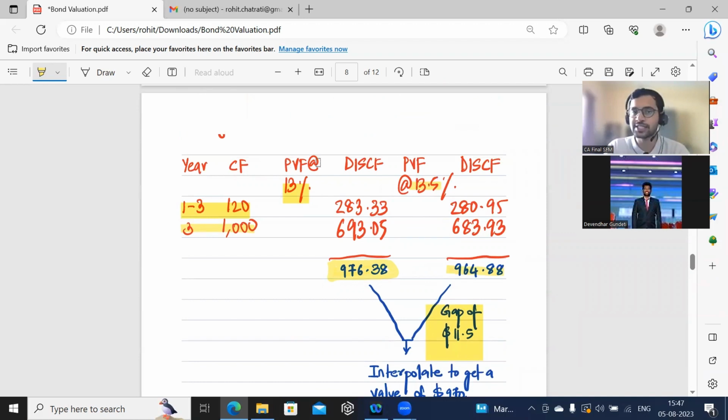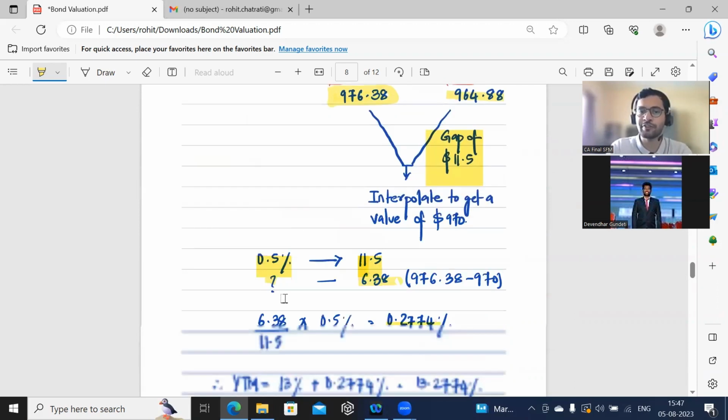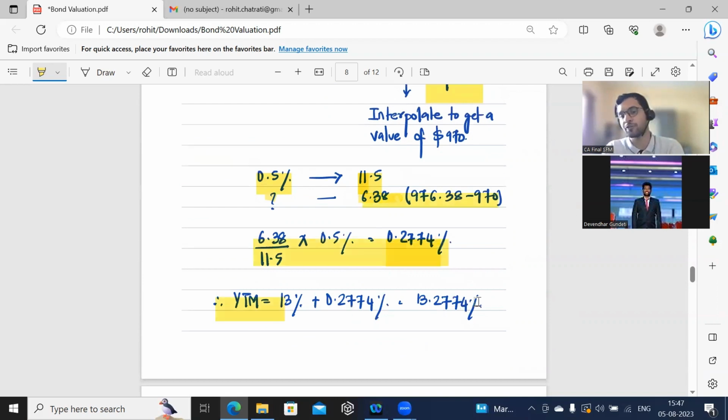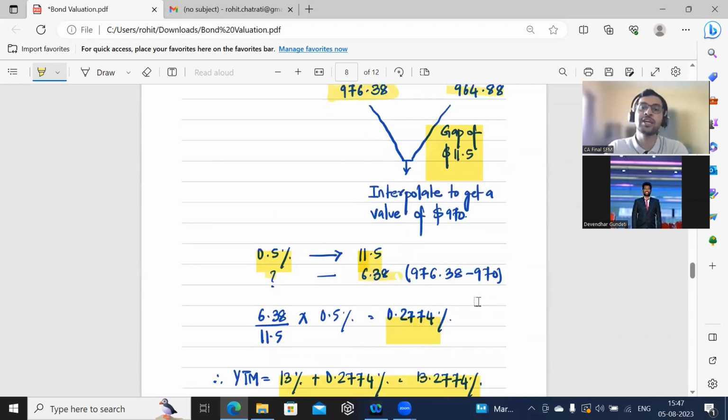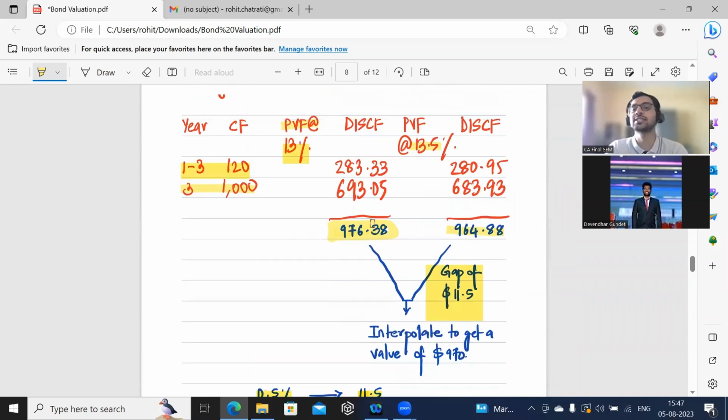If the discount rate is 13 plus 0.2744, that is 13.2744. Sorry, 13.2774. If the discount rate is 13.2774 percentage, then these discounted cash flows will exactly be equal to $970, which means my future cash inflows are exactly equal to the cash outflows, and that discount rate is nothing but my IRR, which is nothing but my YTM.